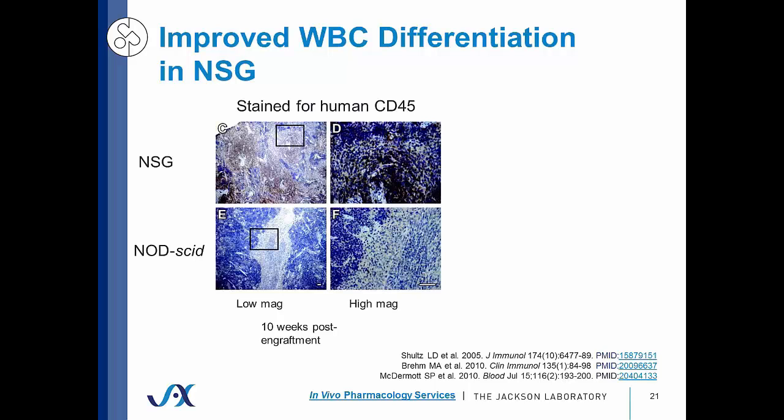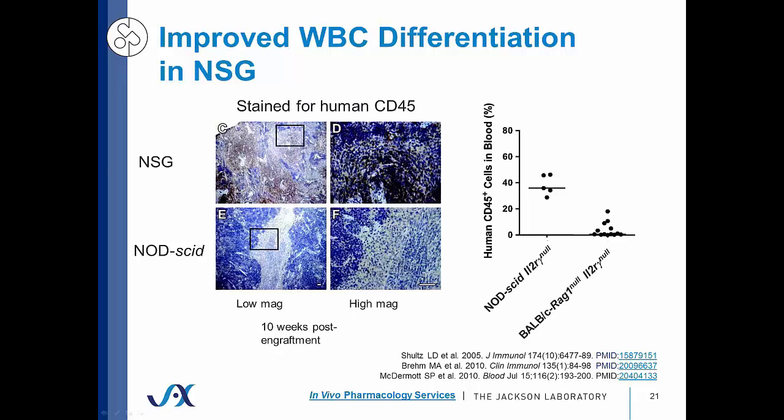So here's an example of one of those comparative studies in which NSG mice and NOD-scid mice were engrafted with CD34 positive human hematopoietic stem cells, and then 10 weeks later their spleens were taken out and stained for human CD45, which is a pan-leukocyte marker. We can see clearly here, at low mag and high mag, that NSG mice have much higher degrees of brown staining, indicating that they have much higher human immune cell engraftment compared to the NOD-scid mice. So this demonstrates that NSG mice are much better at allowing engraftment of human immune cells than the NOD-scid strain that they were developed from.